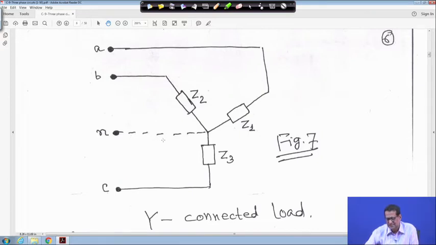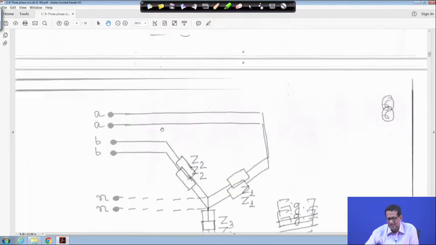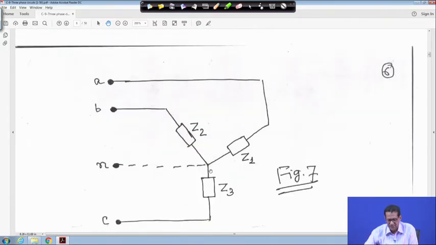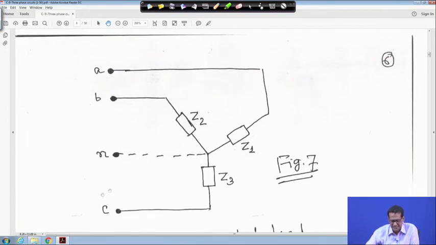In that case, for the balanced case, this one is always 0. In the case of current it is different. So in this case, for the balanced case, this is actually 0. A, B, C, this dash line is the neutral, which may or may not be there. So this is Z1, Z2 and Z3, this is figure 7.